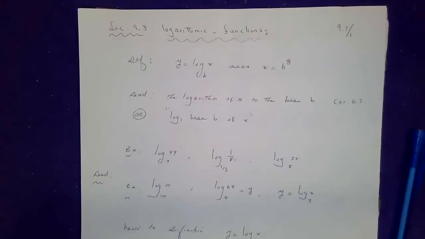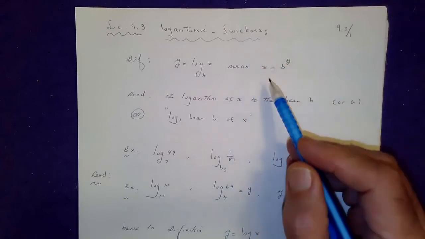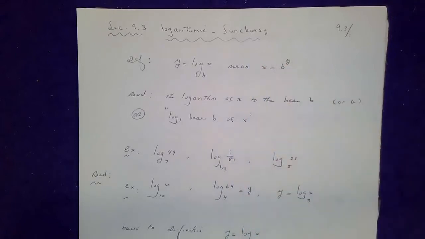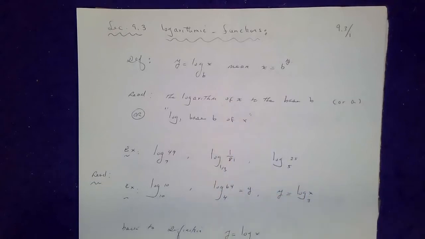Section 9.3, Logarithmic Functions. Now that we know a little bit about exponential functions, we'd like to learn about a type of function which undoes exponential functions, just like radicals undid what? Exponents. Logarithmic functions undo exponential functions. In other words, they are inverses of one another.